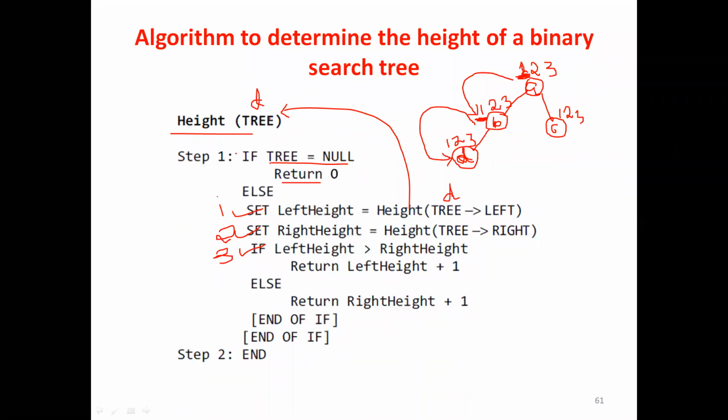When it is coming, is the tree equal to null for D? It's not true. So the if will not be executed, the else part is executed. Now the first step is height of tree. Can anyone tell me, at node D first step, what is tree left? It's nothing but null, because node D is not having any left child. So it is null.